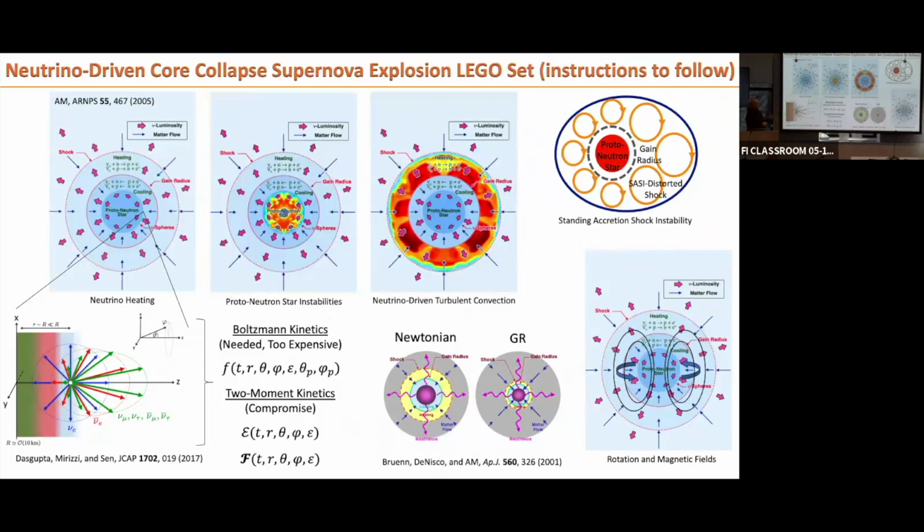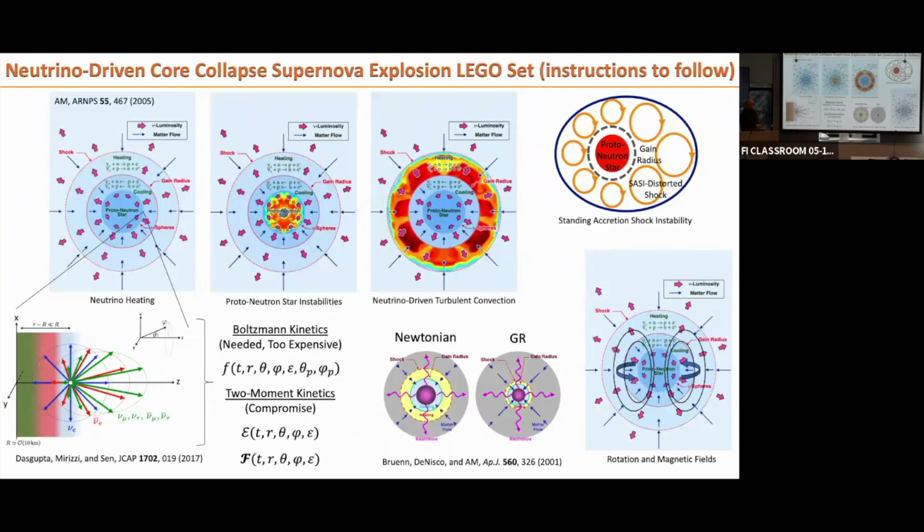So enter the multidimensional effects into this problem. They're not primary in the sense that they're not generating the energy necessary for the explosion, but they are going to facilitate the explosion. They're going to assist the neutrinos to generate the explosion.